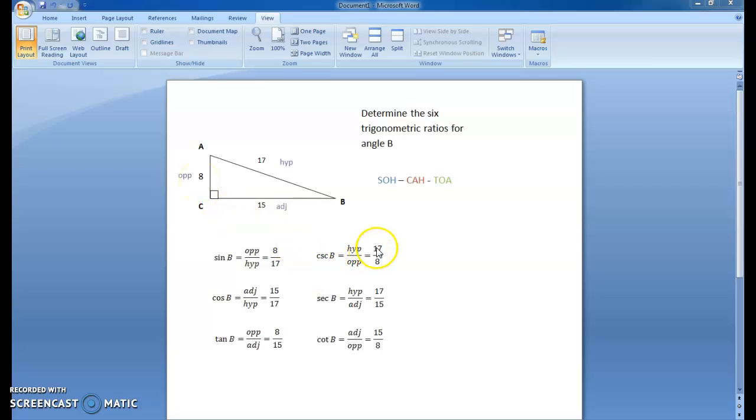And if you look at the ratios of these trig functions here, you see that they're just the same thing here, but just flipped, the reciprocal. So that's how we find the reciprocal of the trig ratios.